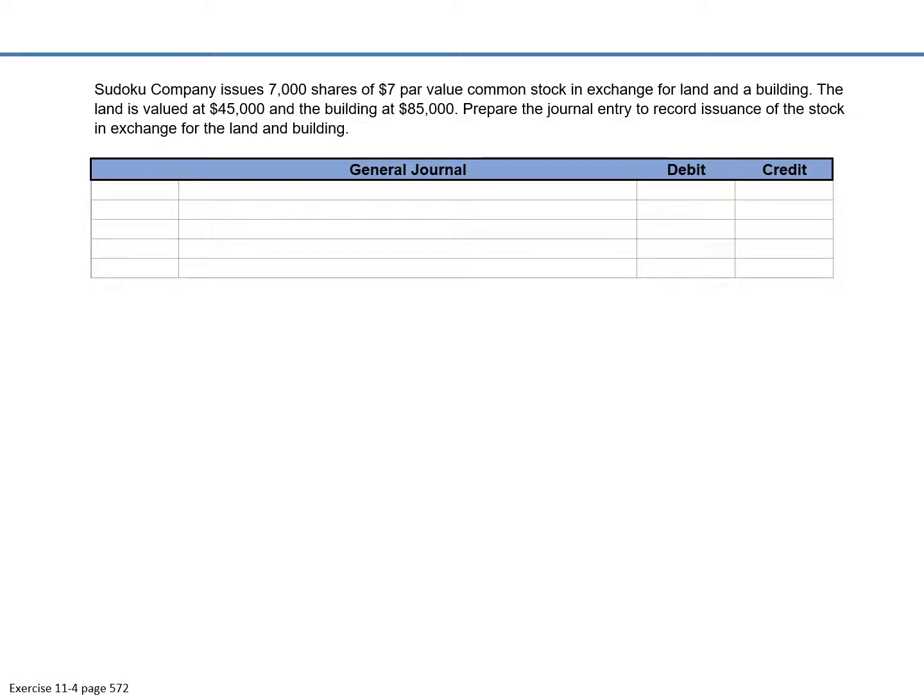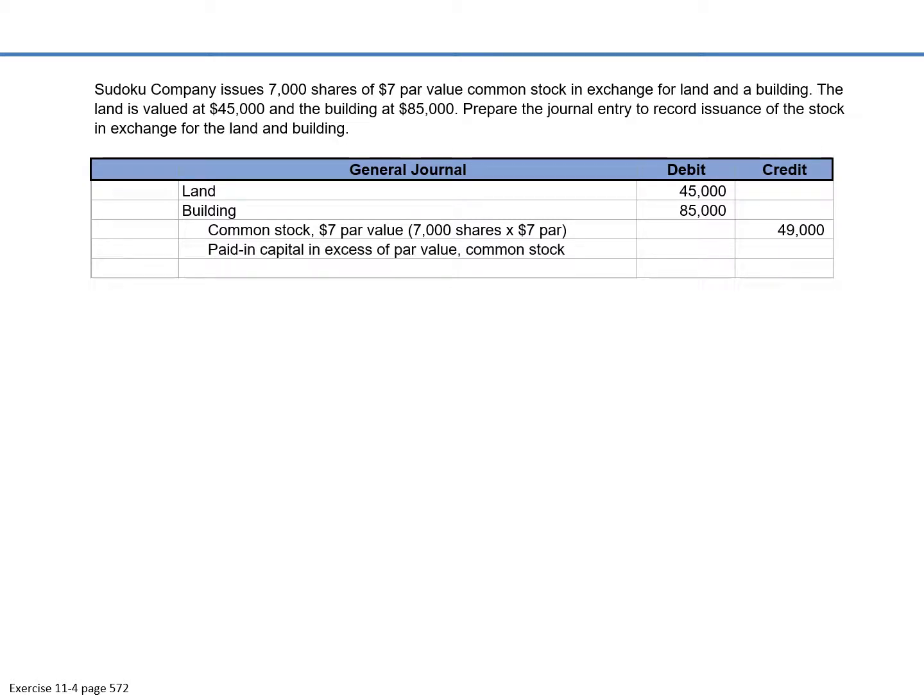Well, we're getting land and building, right? So in order to increase those accounts, we're going to debit land for $45. We're going to debit building for $85. They tell us that the stock has a par value, so we're going to credit common stock for the par value, 7,000 shares times $7, or $49,000. And then our difference to make our debits equal our credits is going to go to paid in capital in excess of par. And in this case, we need $81,000. Okay?